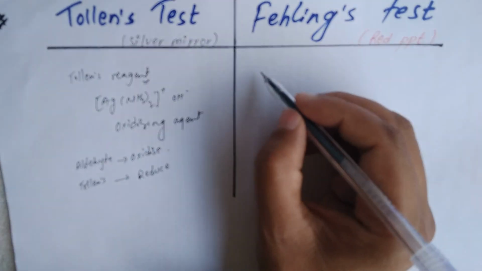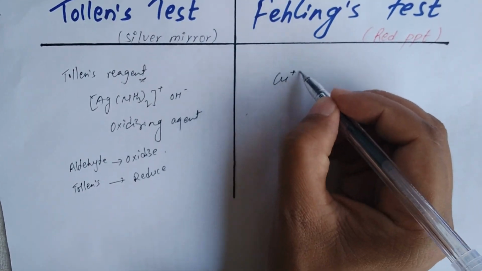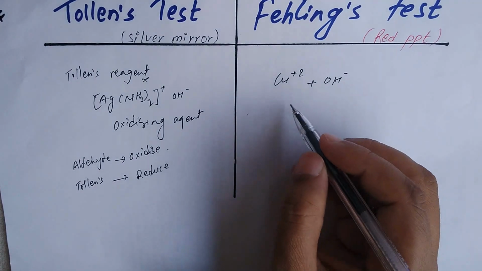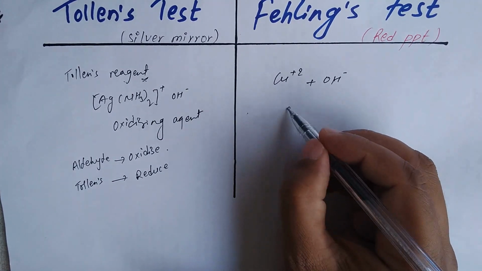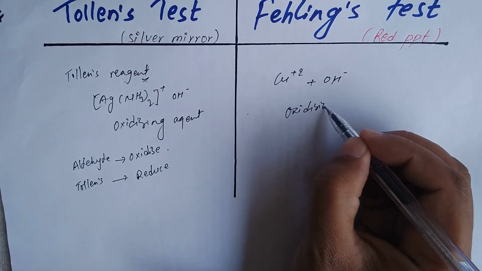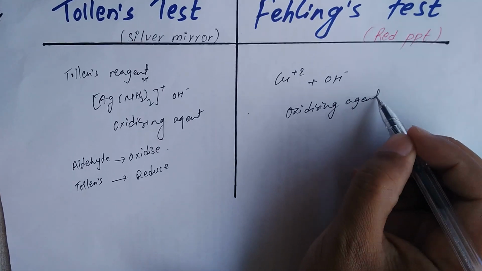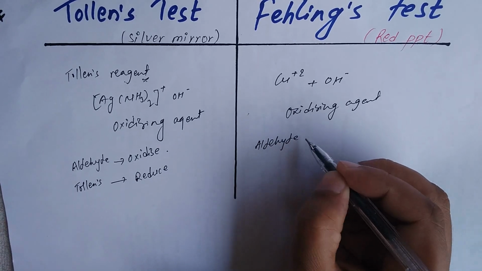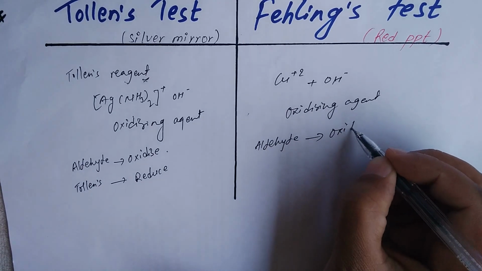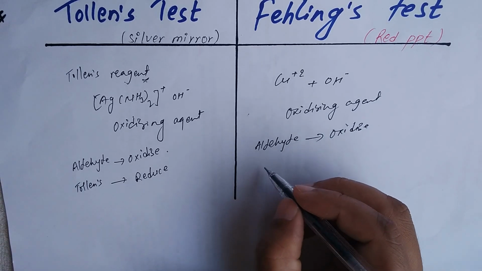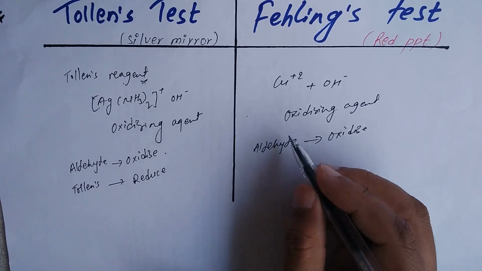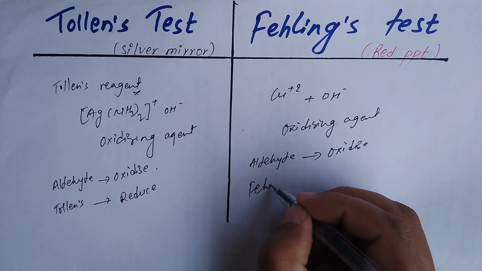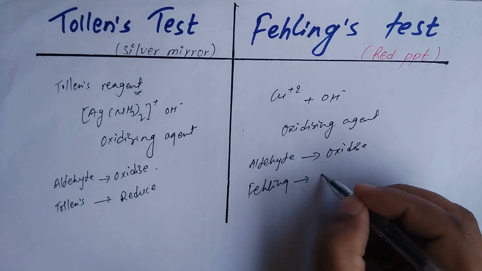And in Fehling solution, Fehling reagent is Cu+2 plus OH minus. We use this reagent, and this is also an oxidizing agent. So aldehyde is oxidized, and this Fehling's reagent, Fehling, is reduced.